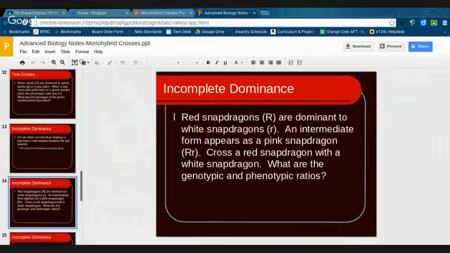So I might ask you what percentage of the offspring are going to be red. You would say 0, because none of them are going to be red. None of them are going to have both dominant alleles. How many of them are going to be pink? That would be all of them, or 100%. And then how many would be white? That would be 0, because none of them are homozygous recessive. So that's incomplete dominance. Remember, no trait is dominant over the other, kind of a blend.